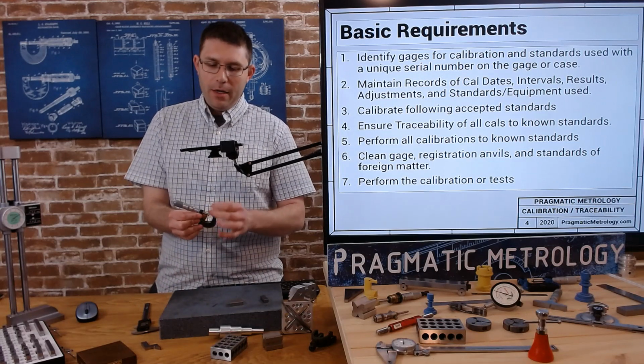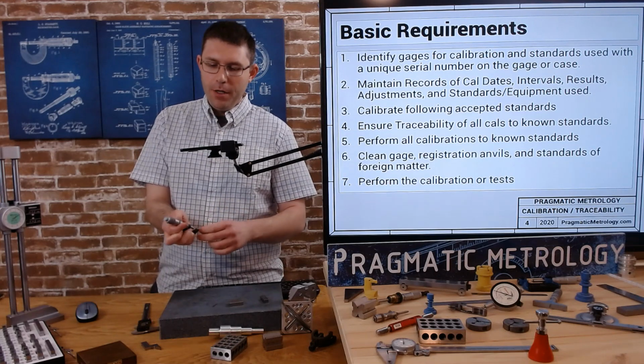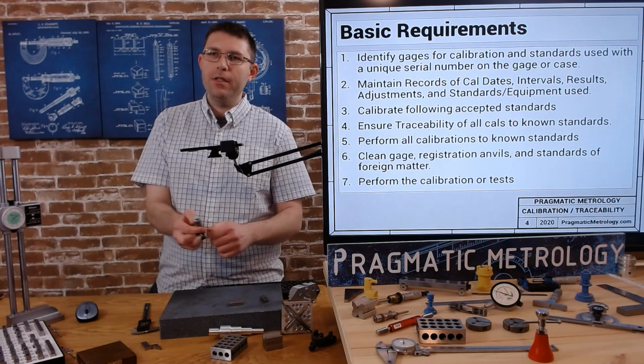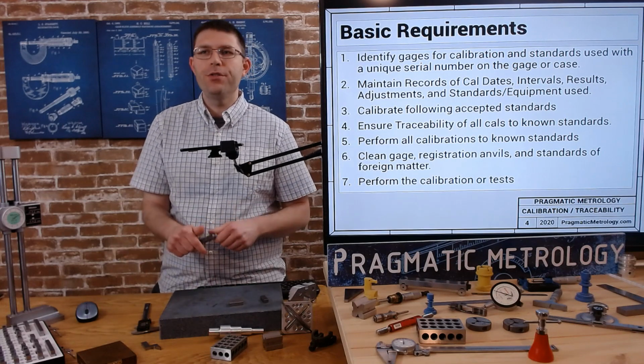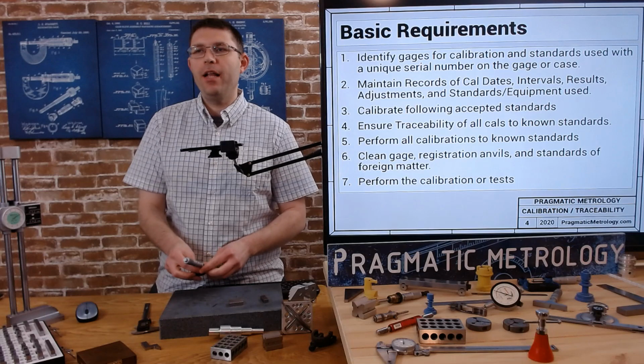So as I mentioned in the micrometer video, you can wipe off the anvils with your finger. You can clamp onto a piece of paper and slide it out. For other tools, there's other methods. And then finally, you can perform your calibration or test.